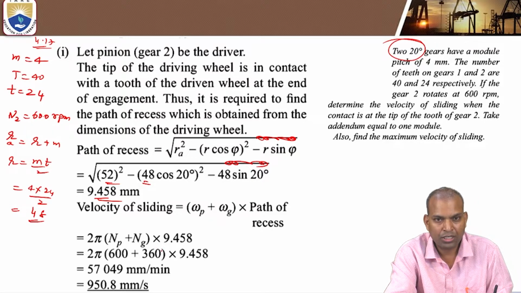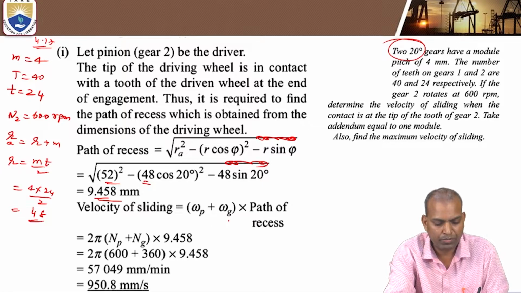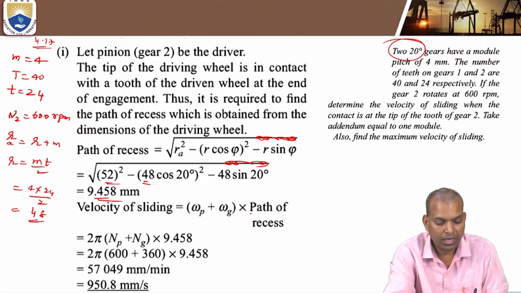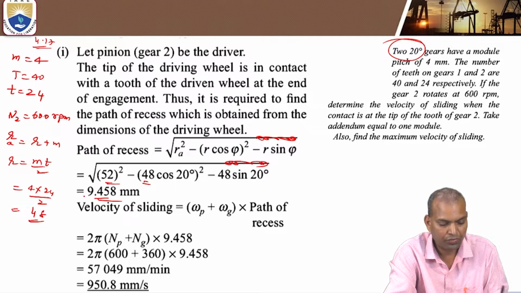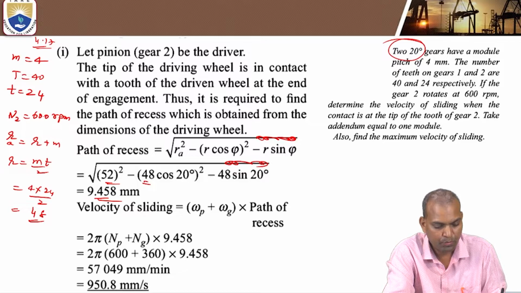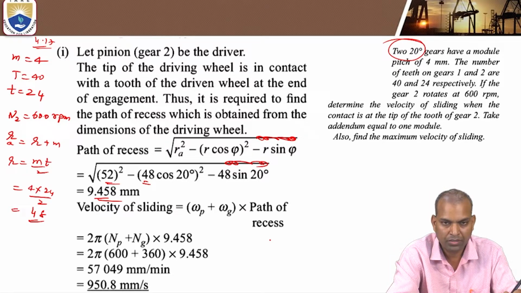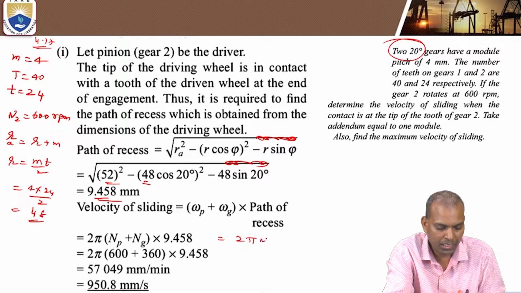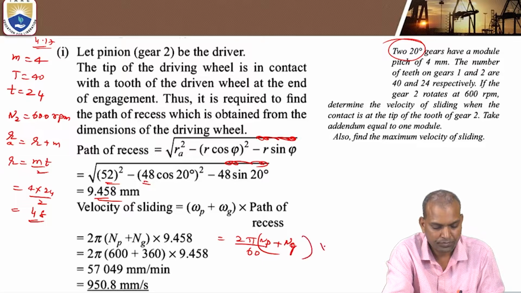Now the velocity of sliding is equal to omega p plus omega g, times the path of recess. Omega p equals 2 pi n by 60, and omega g is 2 pi n by 60, and path of recess again 9.458. If we make it 2 pi n by 60, then the value comes in terms of millimeter per second. If we substitute 2 pi n, it comes per minute. So the formula is 2 pi by 60 times np plus ng, times path of recess. So that is the velocity of sliding.